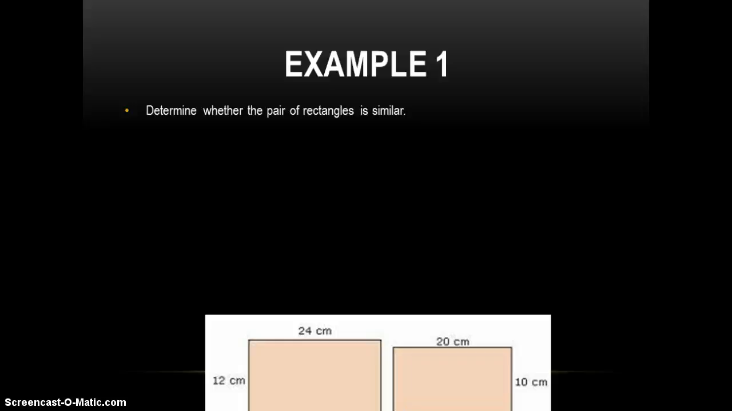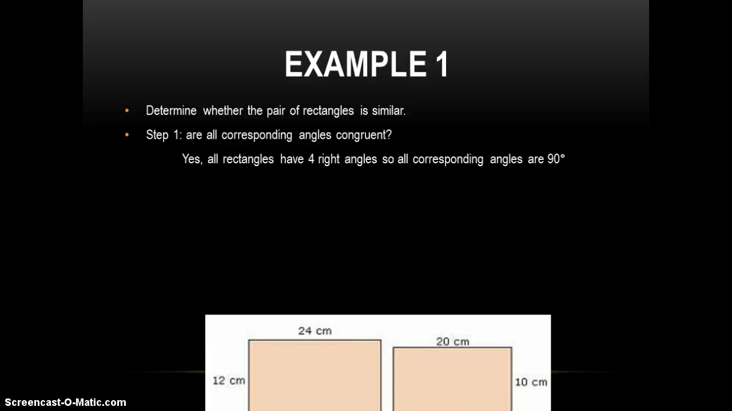Example 1. Determine whether the pair of rectangles is similar. Step 1. Are all corresponding angles congruent? Yes, all rectangles have 4 right angles, so all corresponding angles are 90 degrees. Step 2. Are all corresponding sides proportional?